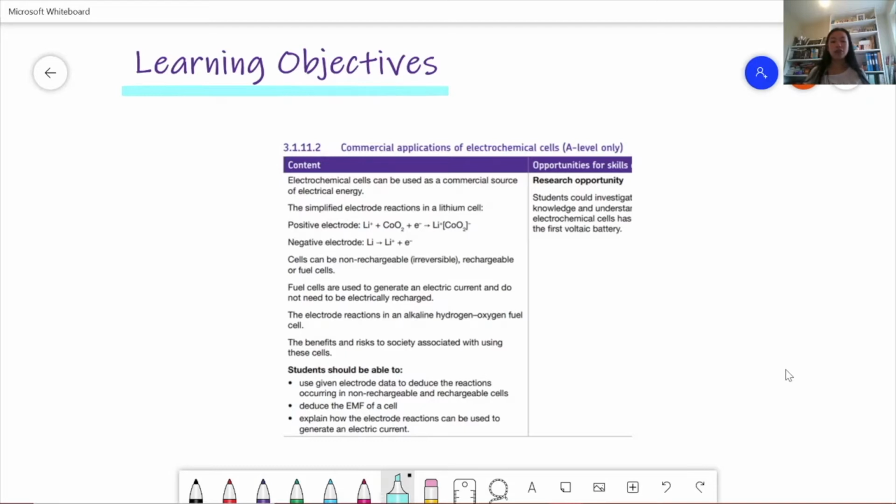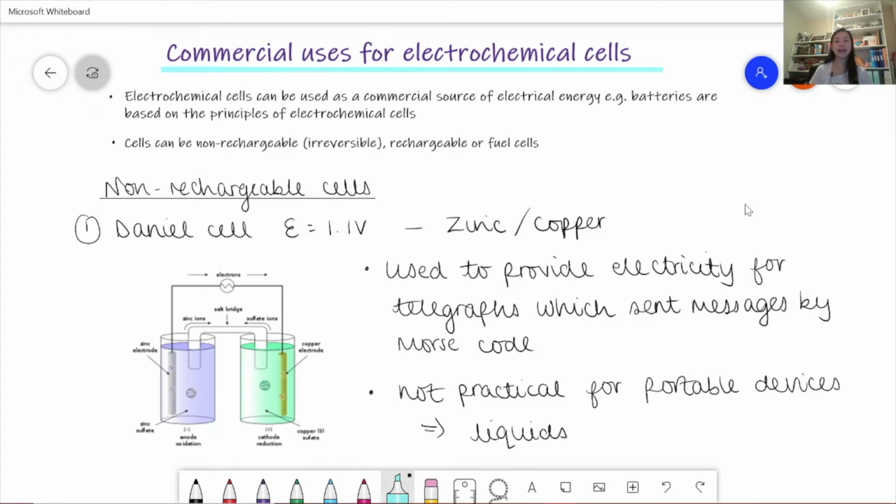So by the end, we should be able to use given electrode data to deduce the reactions occurring in non-rechargeable and rechargeable cells, deduce the EMF of a cell, and explain how the electrode reactions can be used to generate an electric current. Electrochemical cells can be used commercially.